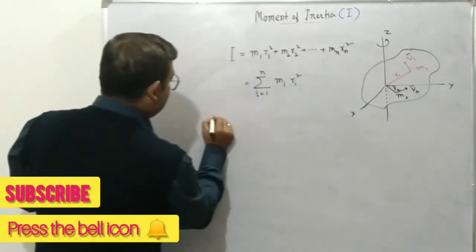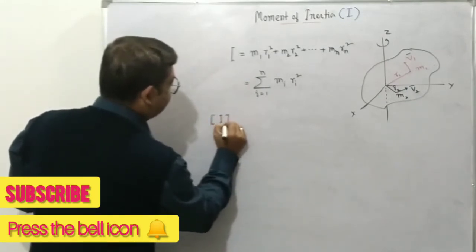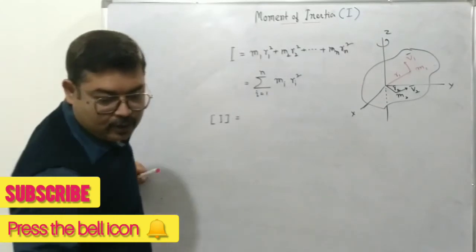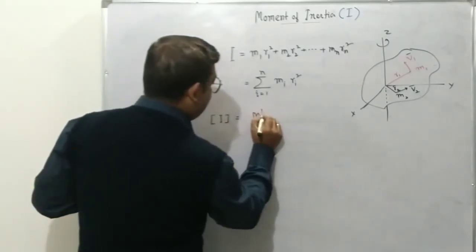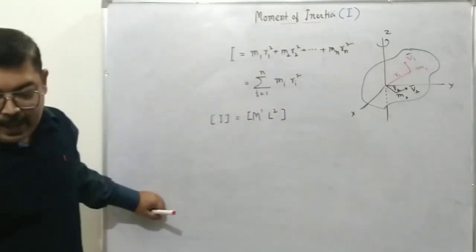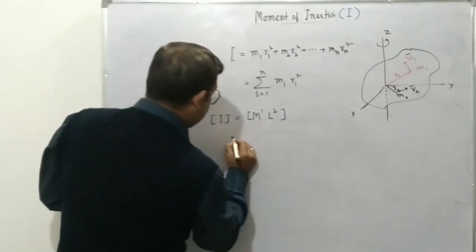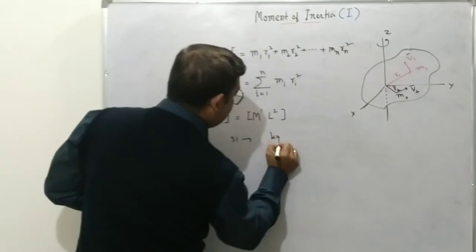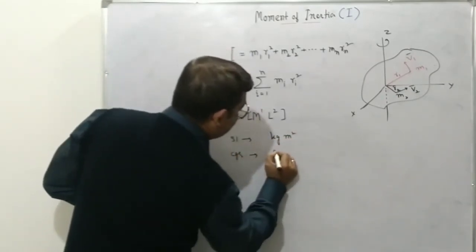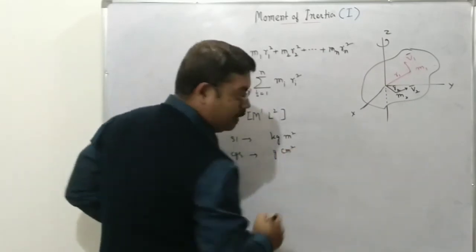Which means that the dimension of moment of inertia will be the dimension of mass multiplied by the dimension of distance squared. So it will be M^1 L^2. And its unit in SI will be kg meter squared. In CGS, the unit will be gram centimeter squared.